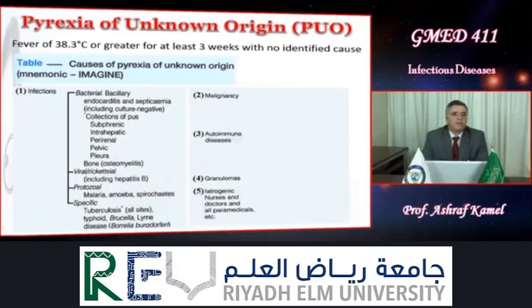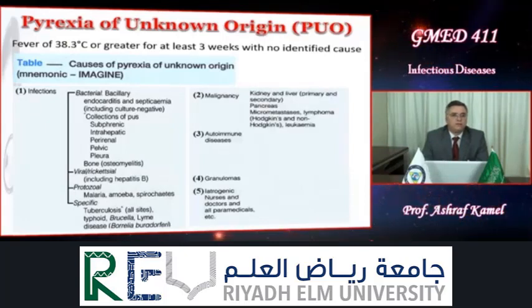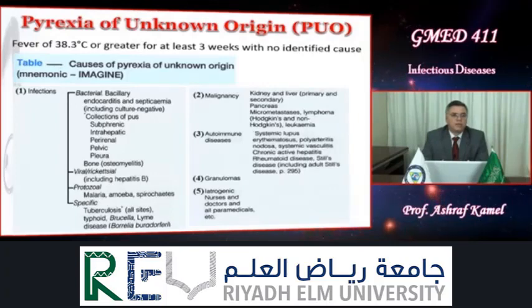Infections can be bacterial, viral, protozoal, or specific, and we have examples. Malignancy can be of the kidney or liver, whether primary or secondary tumor, pancreatic, micrometastasis, lymphoma, Hodgkin's and non-Hodgkin's lymphomas, and leukemia. For autoimmune diseases, we have systemic lupus erythematosus, polyarteritis nodosa, and others. Granulomas include sarcoidosis and Crohn's disease. The iatrogenic cause is an infection caused by medical field personnel like nurses, doctors, and paramedicals.